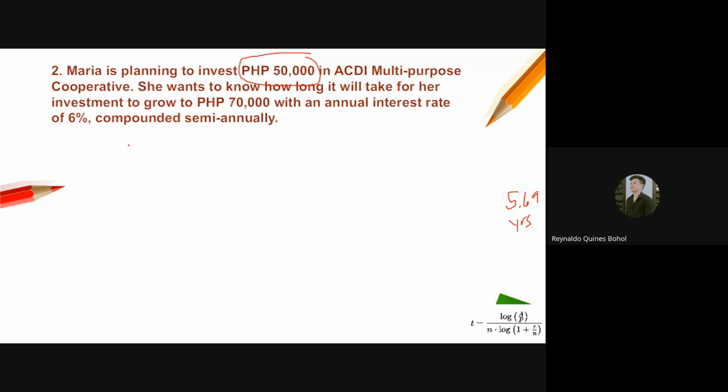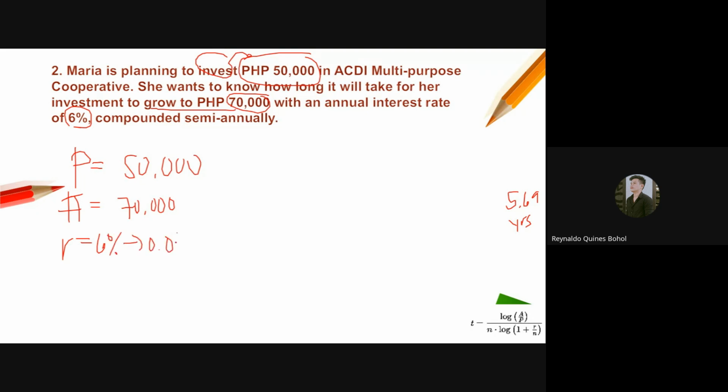Maria Blanca is planning to invest 50,000 in a CDI multi-purpose cooperative. She wants to know how long it will take for her investment to grow to 70,000. To grow to 70,000 is the final amount. There's the word invest, that's why 50,000 is the principal. The future value or final amount, your A, is 70,000. And we have 6% for the rate, which is 0.06, compounded semi-annually, so M is 2. And what are we looking for? She wants to know how long, so the time is unknown.